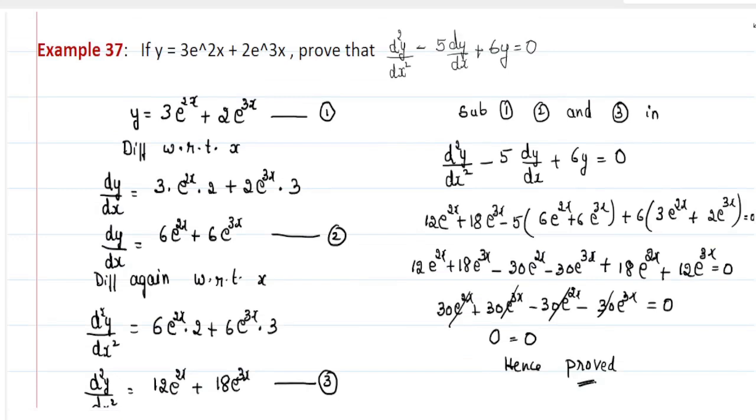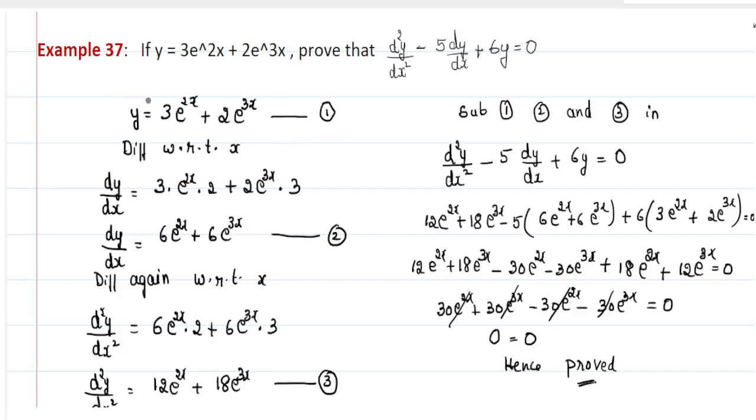Okay, first question. If y equals 3 into e raised to 2x plus 2 into e raised to 3x, prove that d square y by dx square minus 5 dy by dx plus 6y equal to 0. First we write the question. Y equals 3 into e raised to 2x plus 2 into e raised to 3x. Let's name this as equation number 1.